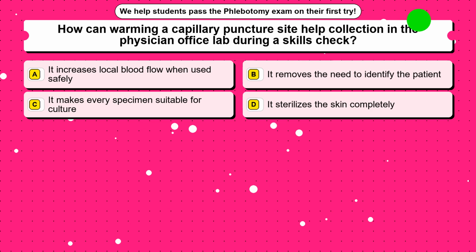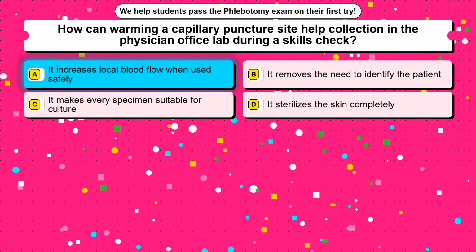Question 53. How can warming a capillary puncture site help collection in the physician office lab during a skills check? Option A. It increases local blood flow when used safely. Option B. It removes the need to identify the patient. Option C. It makes every specimen suitable for culture. Option D. It sterilizes the skin completely.